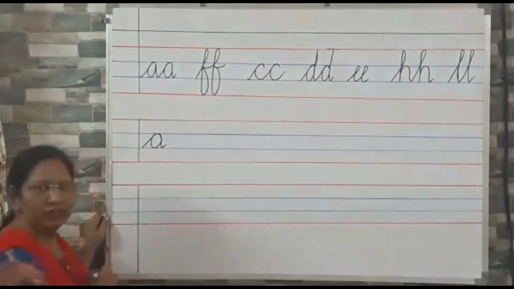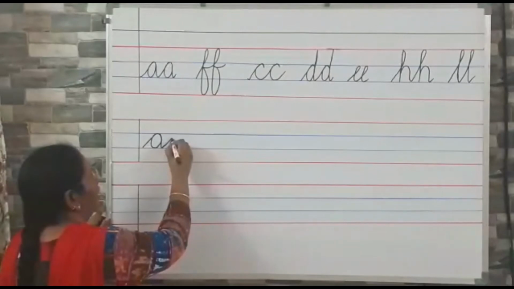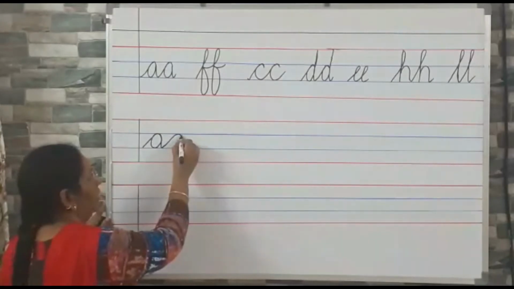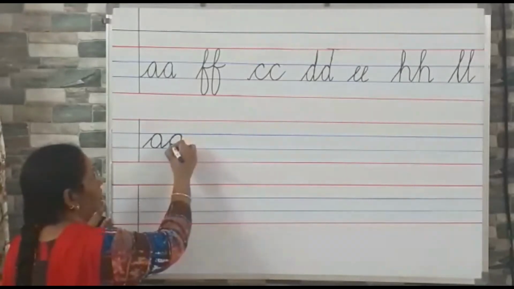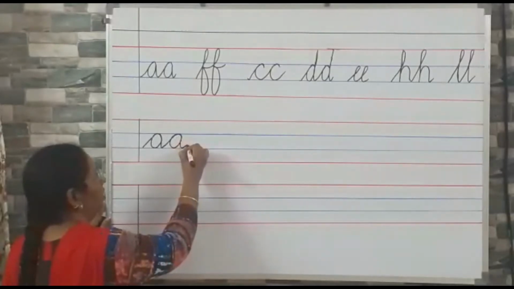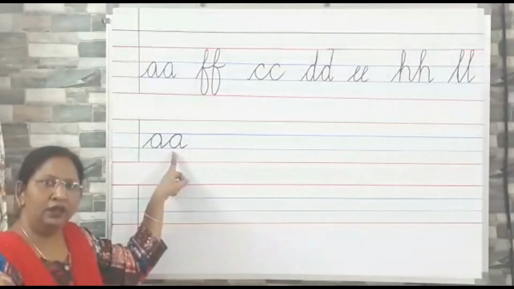Okay? Can you see this? Now keep your pencil here again. Go up, up, up and come down. Then go up again on the same line. Make a circle and then a tail. This is how perfectly you are going to write the letter A.